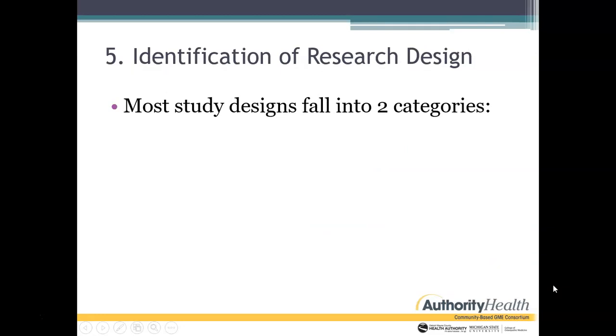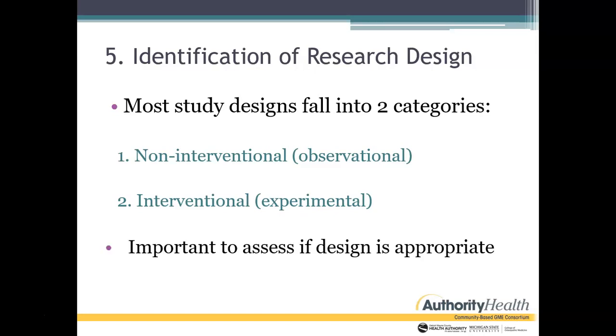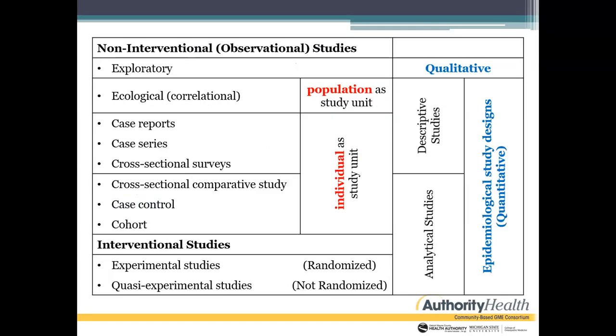All right, identification of research design. So most study designs fall into 2 categories, and these are the non-interventional or observational study designs and the interventional or experimental designs. We're going to go through each one. And remember, when you're looking at the Journal Club article, it's important to assess if the design is appropriate. All right, now this is a crazy slide, I realize, but if you look, you can see that there's non-interventional or observational studies here, and then there's interventional studies here. So it's just kind of breaking it down. And of course, we have our quantitative and qualitative.